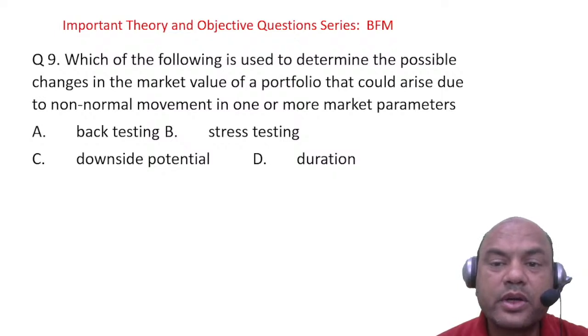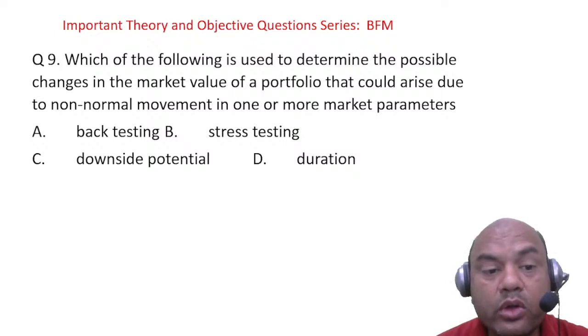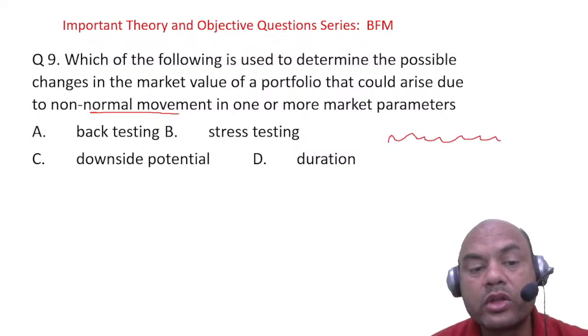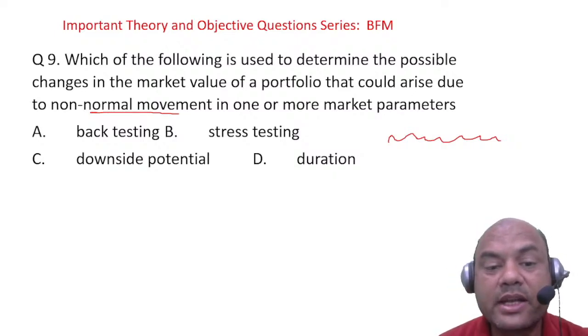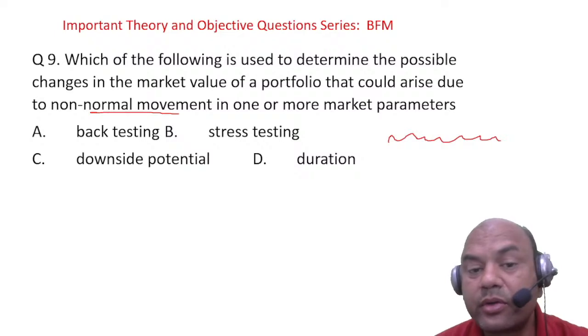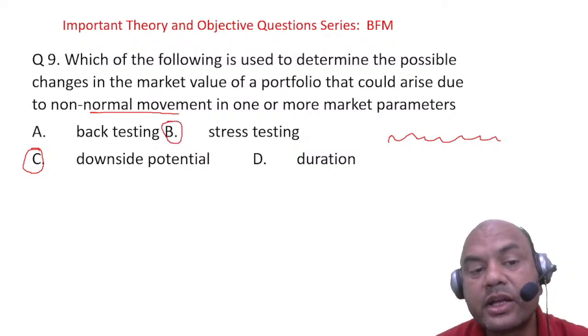Which of the following is used to determine the possible changes in the market value of the portfolio that could arise due to non-normal movements? Non-normal. Normal means what? I just gave you that example. Backtesting is normal. Non-normal: backtesting, stress testing, downside potential, and duration. Remember, downside potential means what? Now see here, you all will get confused between B and C.